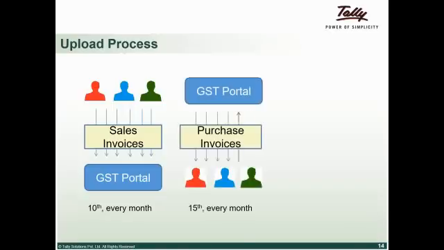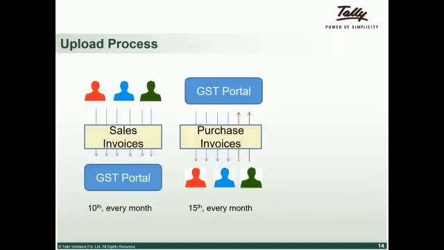Now from 11th onwards, the sales details that have been furnished in GSTR1 will automatically get auto-populated in GSTR2. What is GSTR2? It is the purchase detail or the inward supply detail. It will get automatically auto-populated. So whatever the selling dealer has furnished, it will get auto-populated.